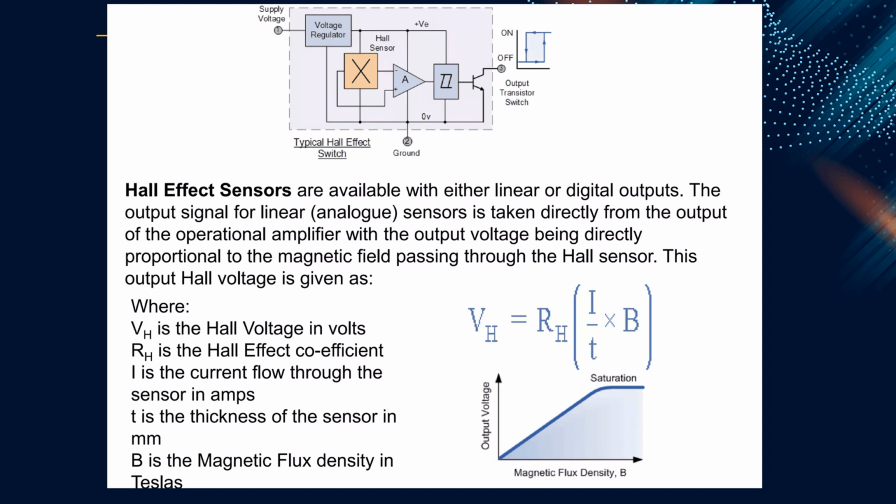Also, Hall effect sensors are available with either linear or digital outputs. The output signal for a linear sensor is taken directly from the output of the operational amplifier, with the output voltage being directly proportional to the magnetic field passing through the Hall sensor. The Hall voltage is given by this formula: Vh equals Rh into I upon t into B, where Vh is the Hall voltage measured in volts, Rh is the Hall effect coefficient, I is the current flowing through the sensor in amperes, t is the thickness of the sensor in millimeters, and B is the magnetic flux density in Tesla.